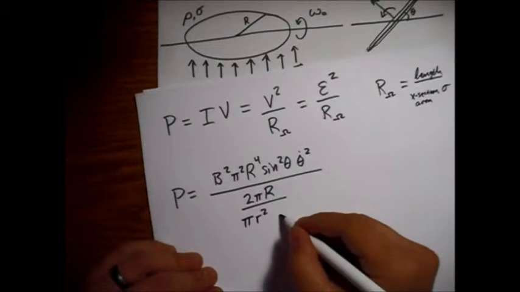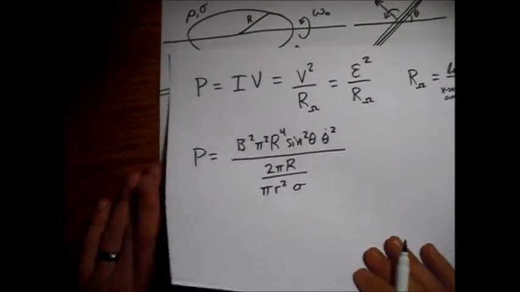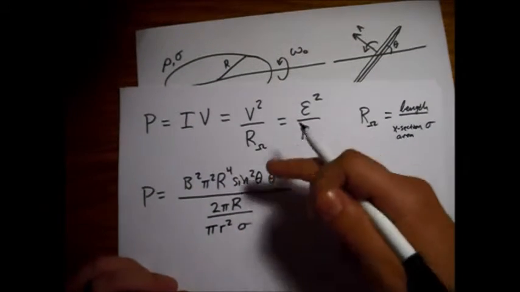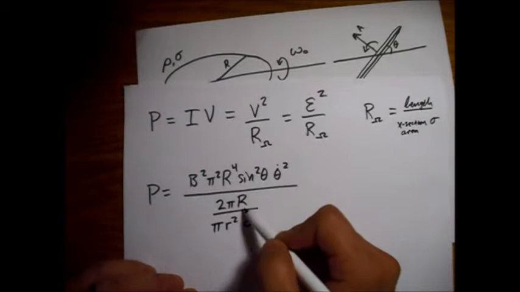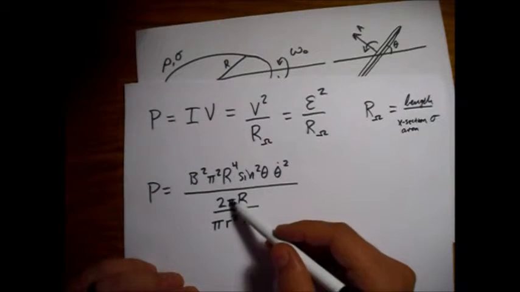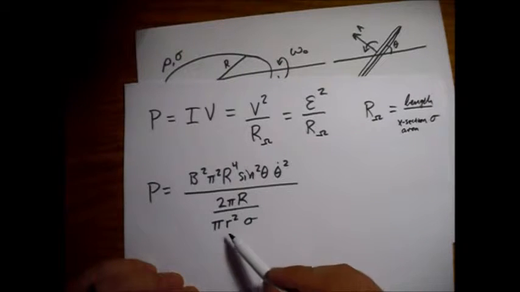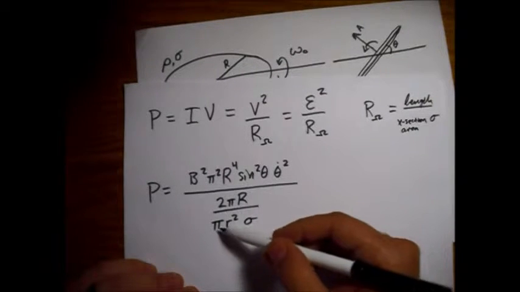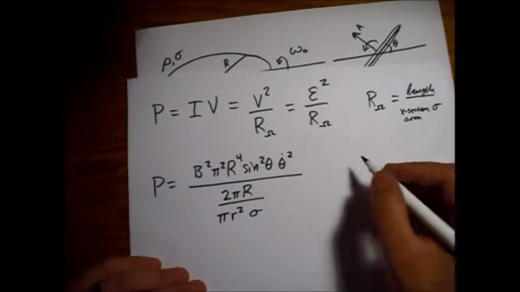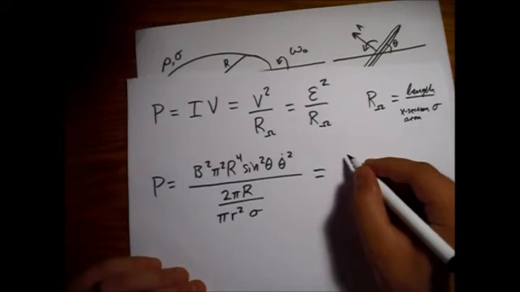And then we have our conductivity. All right, so some of these will divide out. So this pi will divide out, this r down here will divide out. Well, I guess this pi and this pi can divide out. That might be easier. We can flip this little r squared and this sigma up top and just leave the 2 down here. So let's see if we can get all these things right.